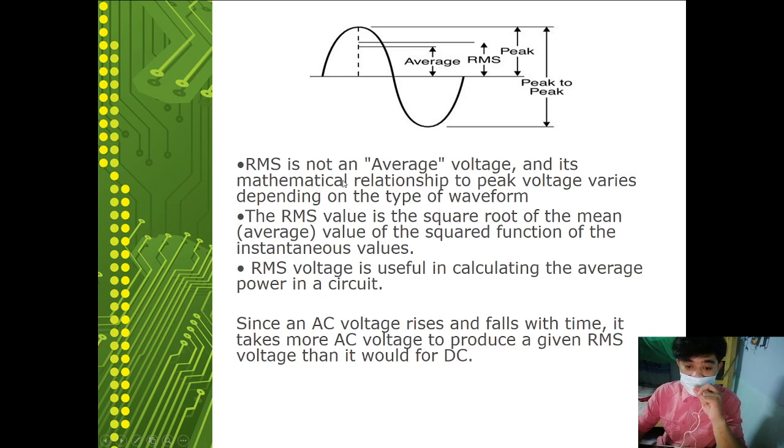Basically, that's the concept. The RMS value is the square root of the mean average value of the squared function of the instantaneous values. RMS voltage is useful in calculating the average power in a circuit. Since AC voltage rises and falls with time, it takes more AC voltage to produce a given RMS voltage than it would for DC.